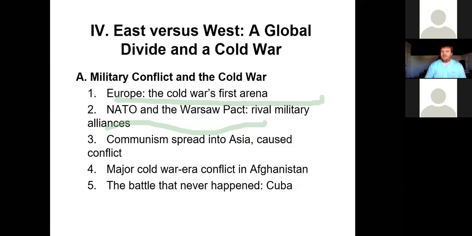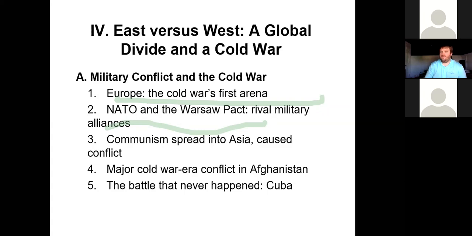Communism also spread into Asia. You've got China, like we've been talking about, but you also have Korea and Vietnam. This led to quite a few conflicts. North Korea invaded South Korea in 1950. And then in Vietnam, there's a massive U.S. intervention in the 1960s. Both of these were seen as attempts by capitalists and by the West to stop communism from spreading to other areas.